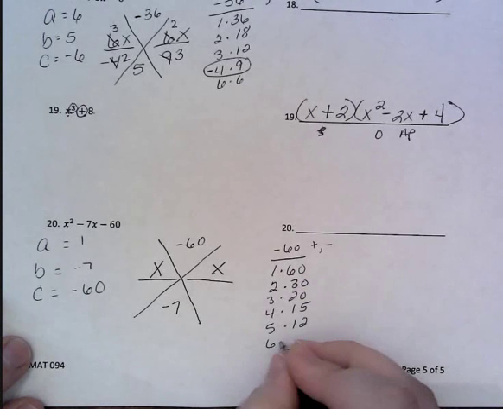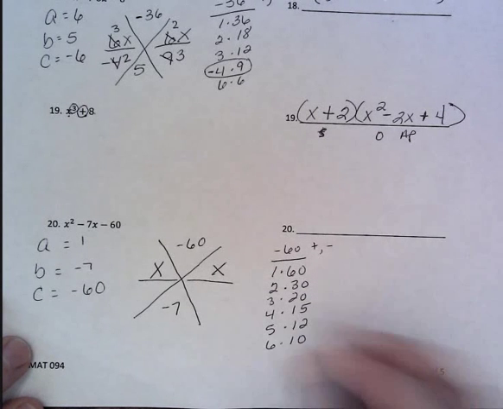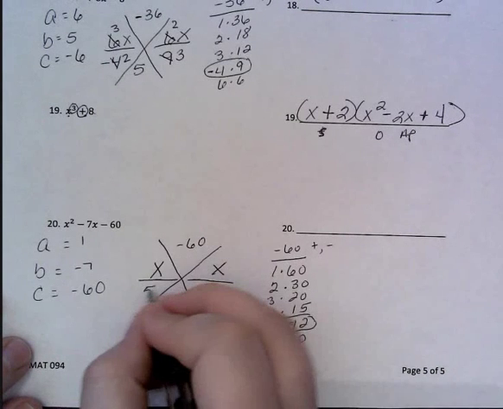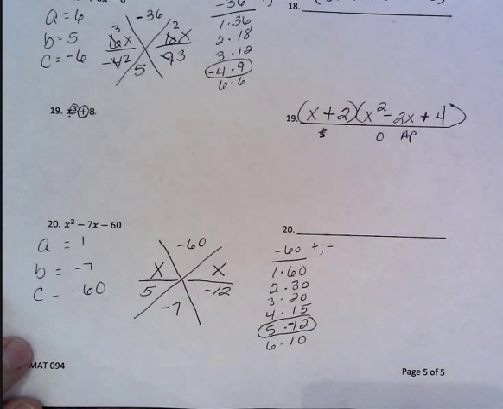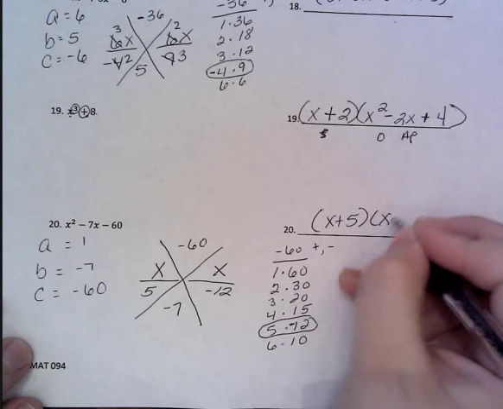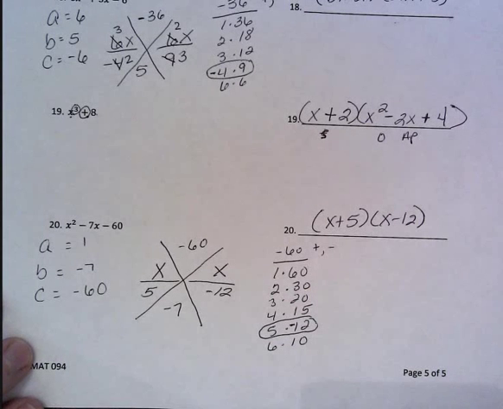So the numbers I'm going to use are 5 and 12, and the 12 will be negative. So that's a positive 5 and a negative 12. So I'm going to have x plus 5 and then x minus 12.